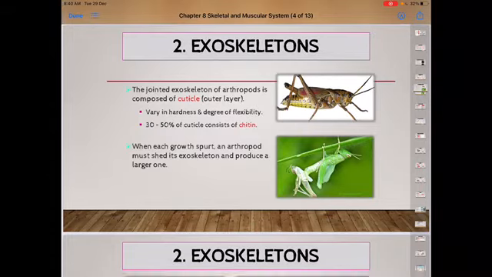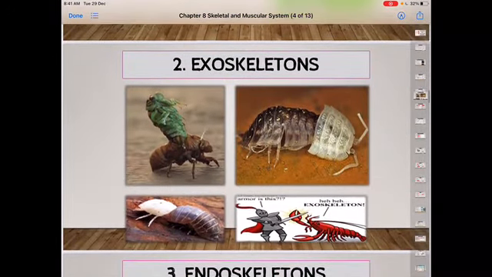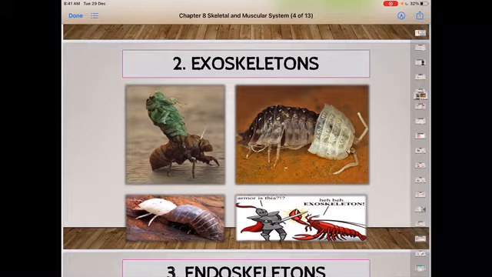For example, lobster. Lobsters harden portions of their exoskeleton by adding extra calcium salt. But for organisms which have leg joints like this arthropod, at the joint part, they have a very thin and more flexible exoskeleton, as this will help them in their movement. These are examples of exoskeleton among arthropods.